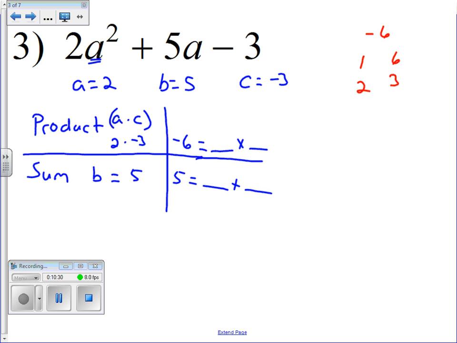So if I make 1 to be negative and 6 to be positive, I will get positive 5 when I add them and multiply them, and I will get negative 6. So negative 1, positive 6. So my next step is to do grouping.